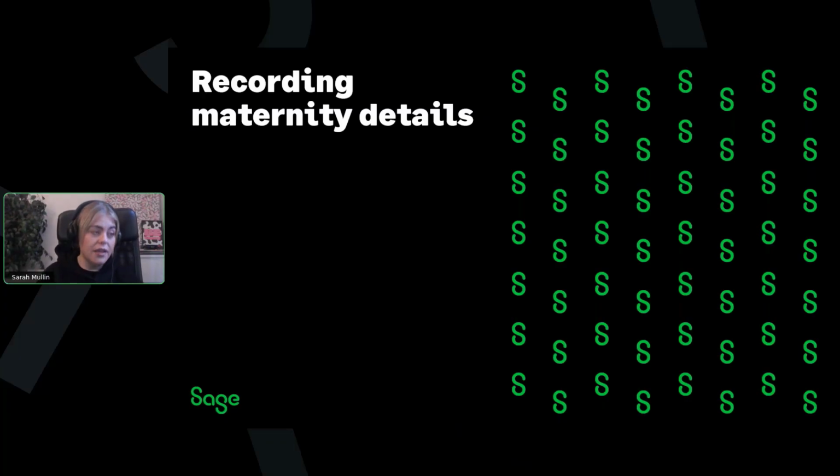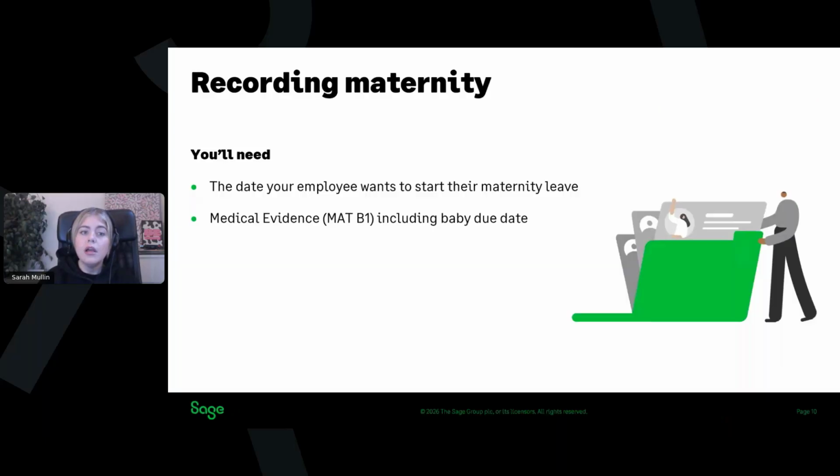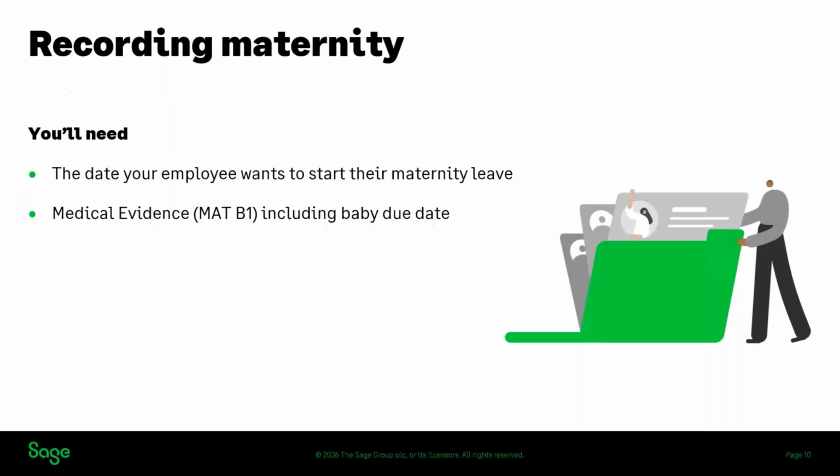So there are a couple of things that you will need before recording the details. You won't be able to record it without these. So you will need the date that your employee wants to start their maternity leave. And remember, they should have given you plenty of notice for this. And you want medical evidence as well. So this will come in the form of a MAT-B1 form, and that will include all of the dates that you need to record the maternity correctly. So with all of that said, let's jump back into payroll.